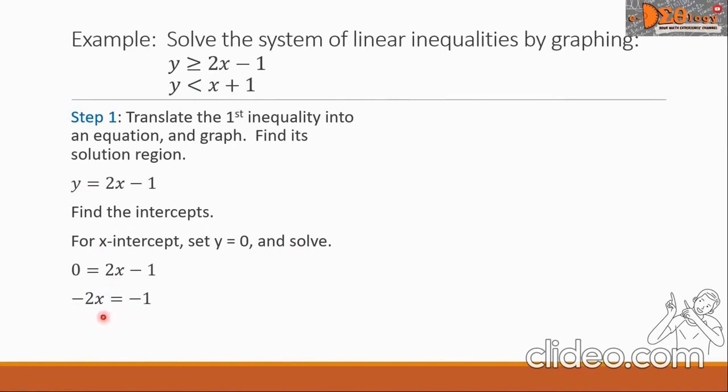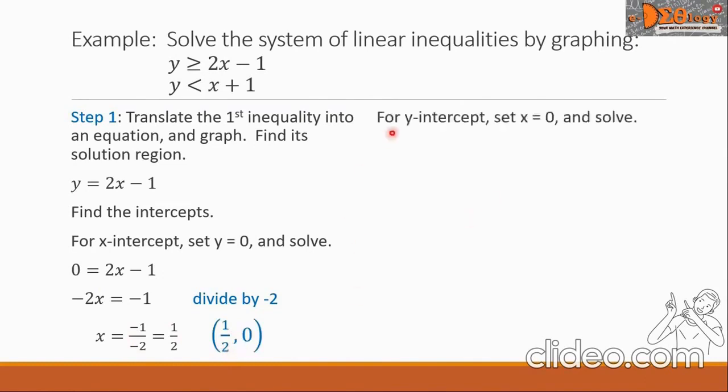Solving for x, let us divide this equation by the coefficient of x, which is negative 2. So this negative 2x divided by negative 2, only x comes down, and the right side becomes negative 1 over negative 2. This negative over negative is positive, so we have positive 1/2. Now let us write the x-intercept as an ordered pair. So we have 1/2, 0.